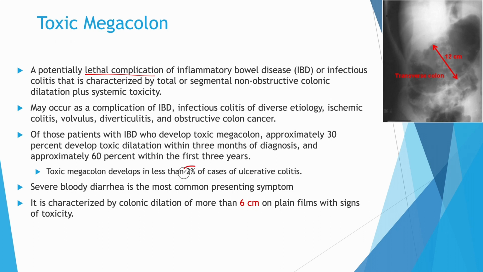Now, it says 2% here. I have anywhere from 2 to 5% of cases of ulcerative colitis, so it's not that common, but we have to keep our eye out for it, especially in severe ulcerative colitis. Severe bloody diarrhea is the most common presenting symptom, and this is kind of a hard and fast rule. Essentially, if you have colonic dilatation more than 6 centimeters with signs of toxicity, that is diagnostic of toxic megacolon. You can see here, this is 12 centimeters. So even if it's more than half of that, that's abnormal.